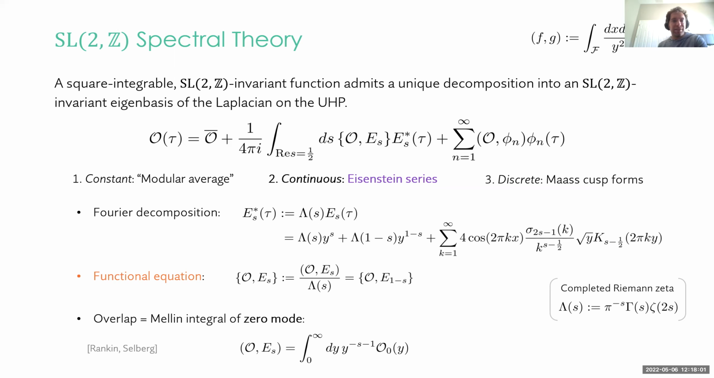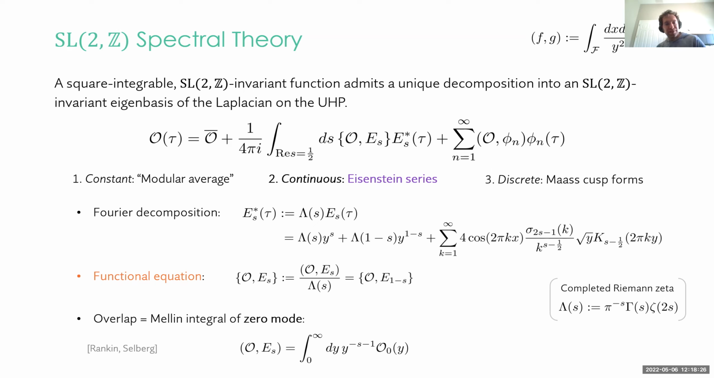And so writing the decomposition in terms of this completed Eisenstein series means that the coefficient function, the overlap, gets rescaled by 1 over that Riemann zeta factor. And this thing in turn has its own functional equation, which is why it's nice to write it this way. So you should think of this invariance of this overlap as a spectral version of the SL2Z symmetry of O.